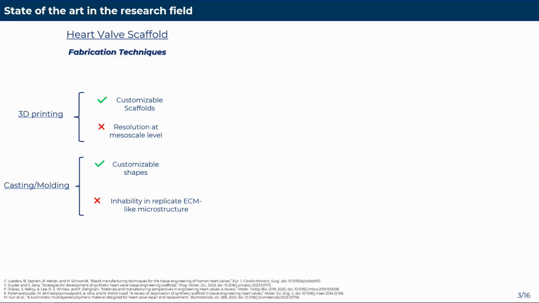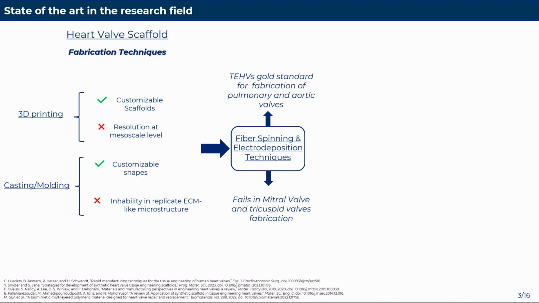Currently, regarding polymeric heart valve scaffold fabrication, the field is represented by 3D printing and casting molding, for example, but they are not able to reach and replicate the extracellular matrix-like microstructure. For this reason, techniques such as fiber spinning and electrodeposition emerged, and they represent, in the niche of tissue engineered polymeric valves, the gold standard for pulmonary and aortic valves.